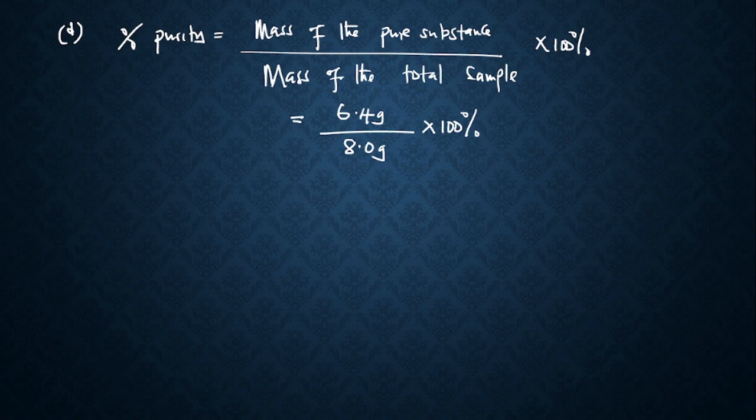So if you punch on the calculator 6.4 grams divided by 8.0 grams multiplied by 100%, you will discover that your percentage purity of sodium hydroxide is equal to 80%.